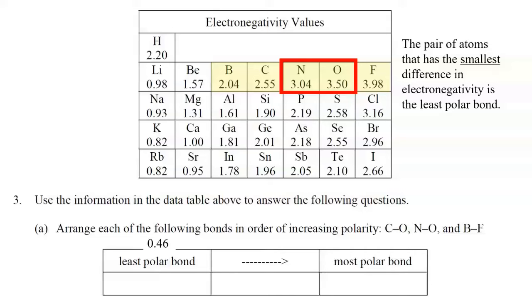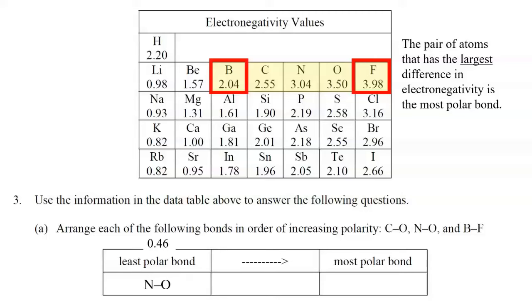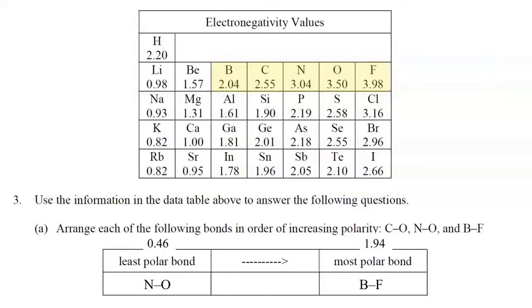Now, on the other extreme, for the most polar bond, that would be the pair of atoms that has the largest difference in electronegativity. So in this example, the farthest apart, that would be boron and fluorine. And that's a difference of 1.94. So then in the middle would be the carbon-oxygen bond, and that happens to be a difference of 0.95.